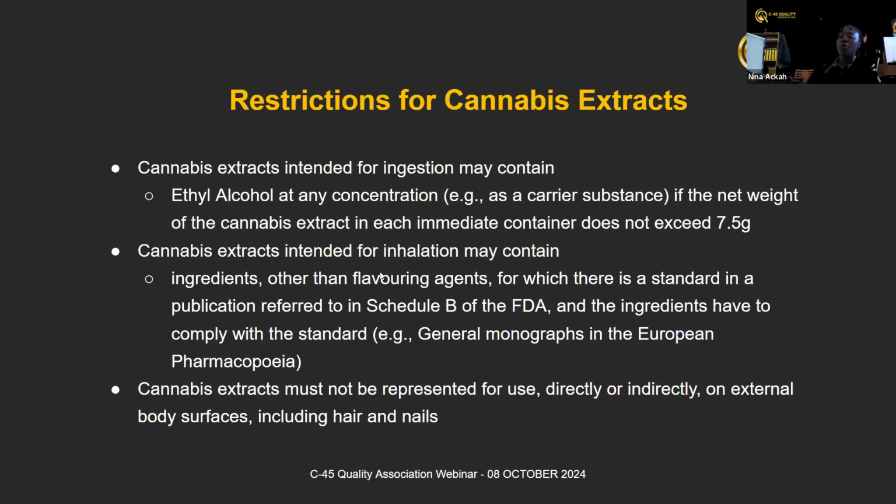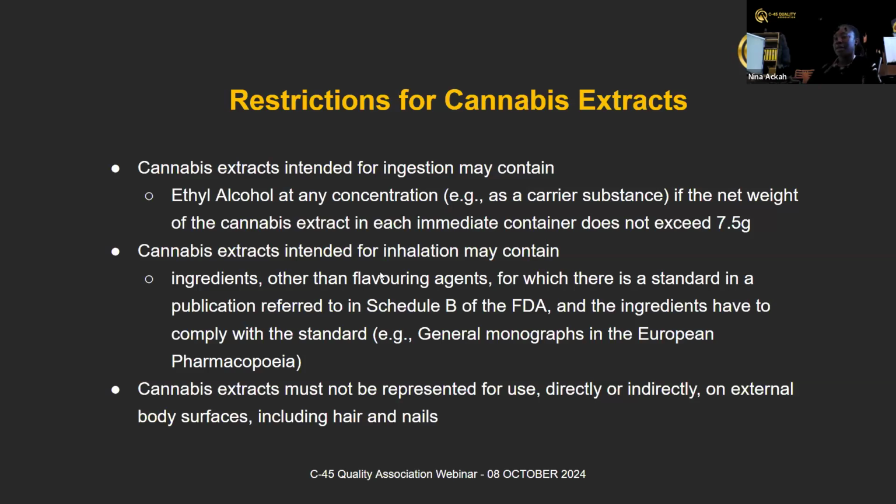So in the European Pharmacopoeia, for example, there are numerous pages dedicated to general monographs. Some of these monographs refer to essential oils, etc. So if some of these ingredients have to be used, we have to make sure that they belong in a pharmacopoeia and there is a standard for these ingredients. And those standards are also met when we use those ingredients to formulate extracts.